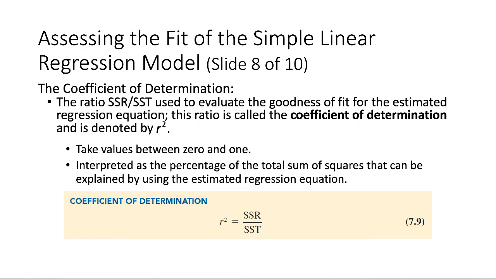In simple regression, we have only one variable, therefore only one coefficient. So R square is often referred to as the simple coefficient of determination.